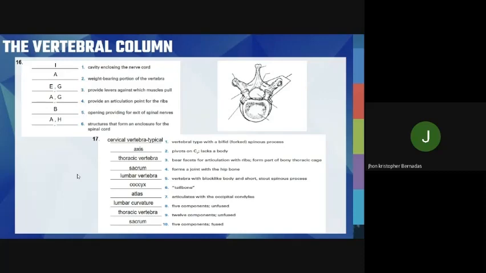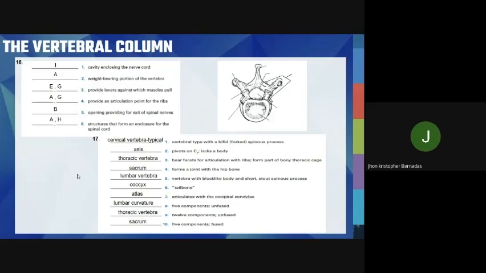Next, number five, we have opening providing for exit of spinal nerves, and our answer is letter B, which is intervertebral foramina. Next, number six, structures that form an enclosure for the spinal cord, and our answer is letter A and H, which is body and vertebral arch.